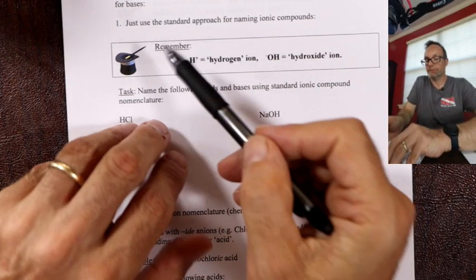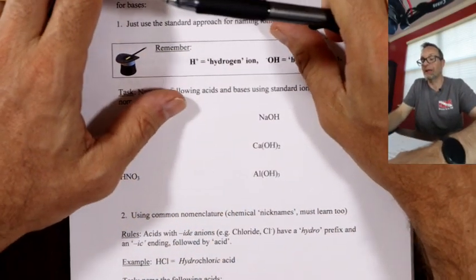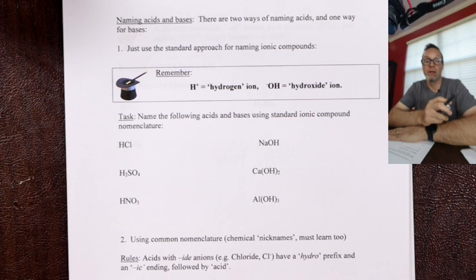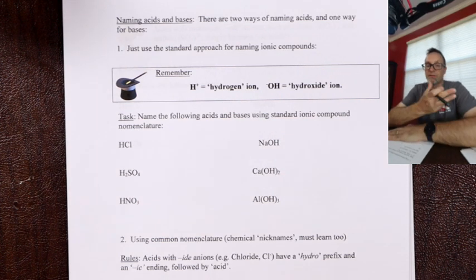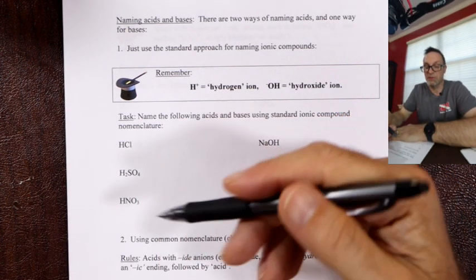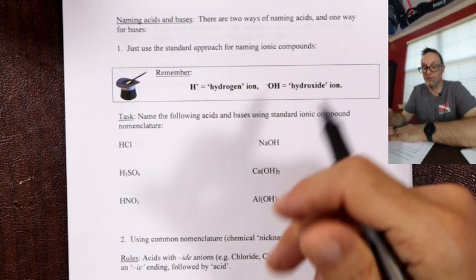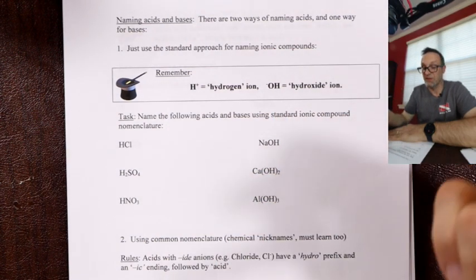So, naming acids and bases, okay, now for the first midterm, I don't mind which scheme you use. You can use the regular ionic scheme, or you can use, if you like, the true acid names, all right?